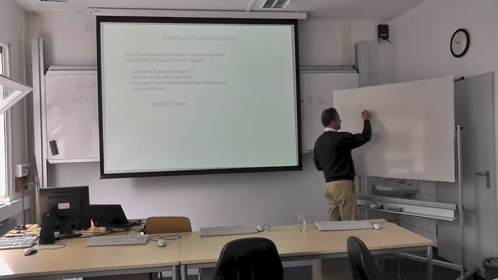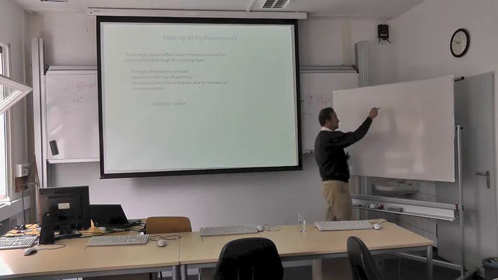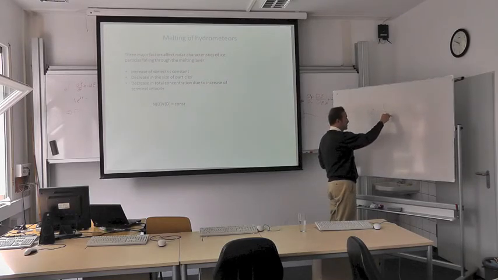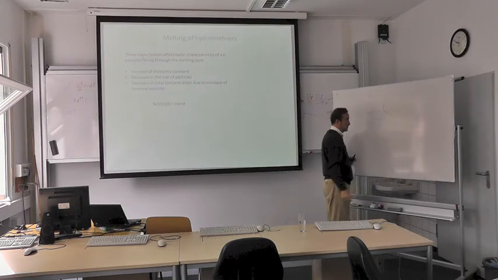Let's say temperature is equal to zero at this level. So when snowflakes start falling through the bright band, the melting layer, first of all, epsilon increases. And this epsilon increase tends to increase radar reflectivity. That's a factor that tends to increase radar reflectivity.